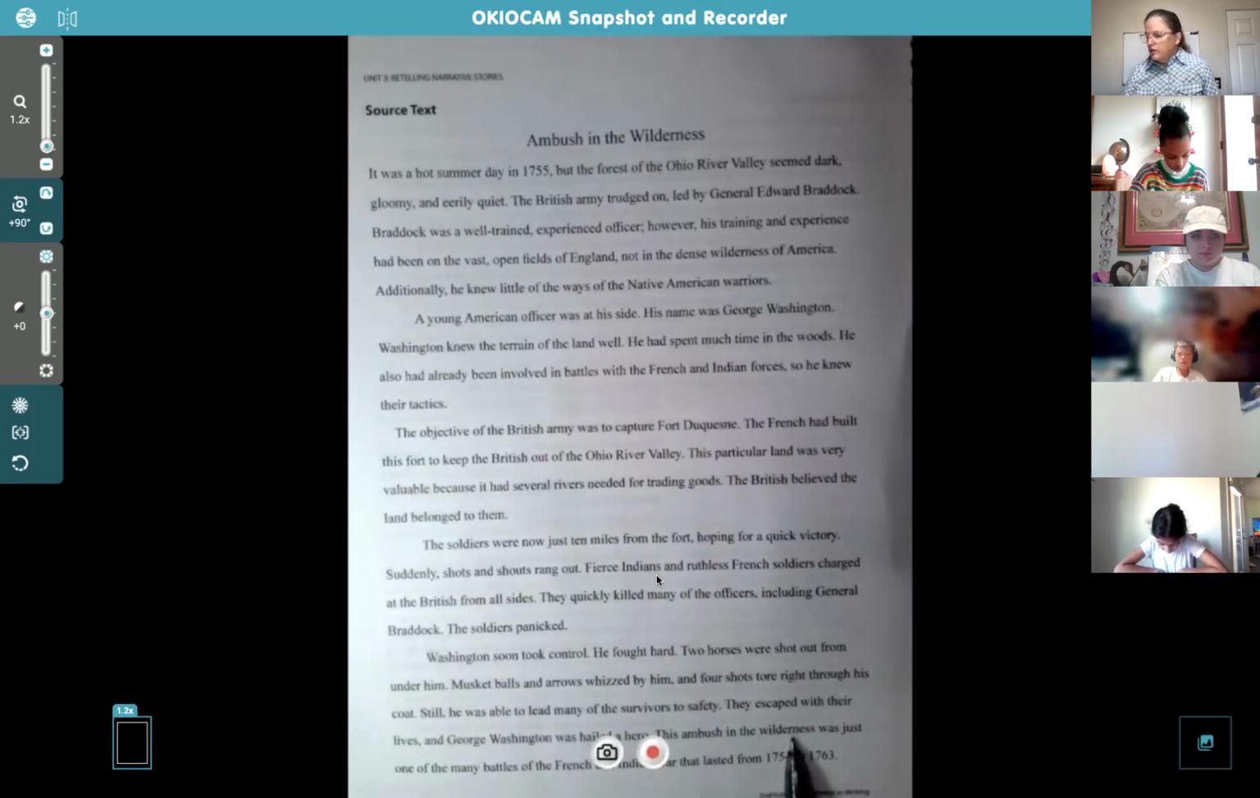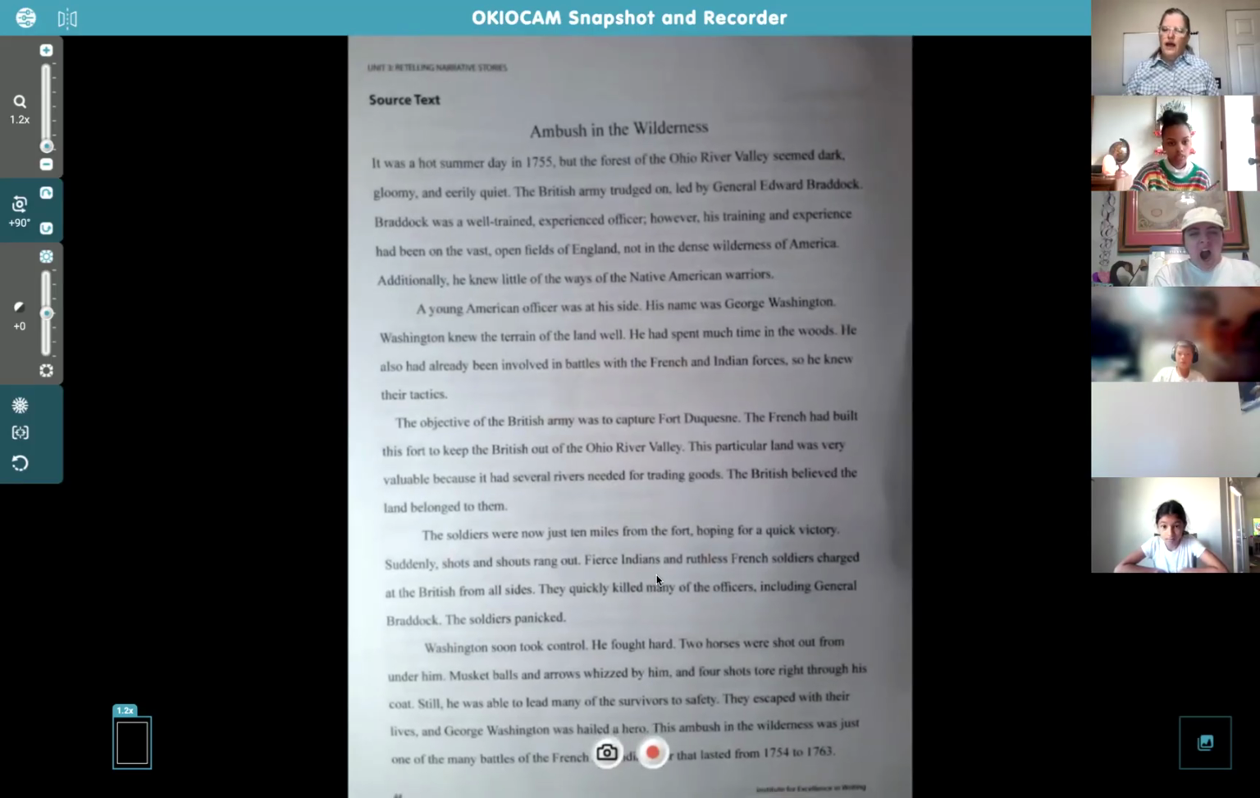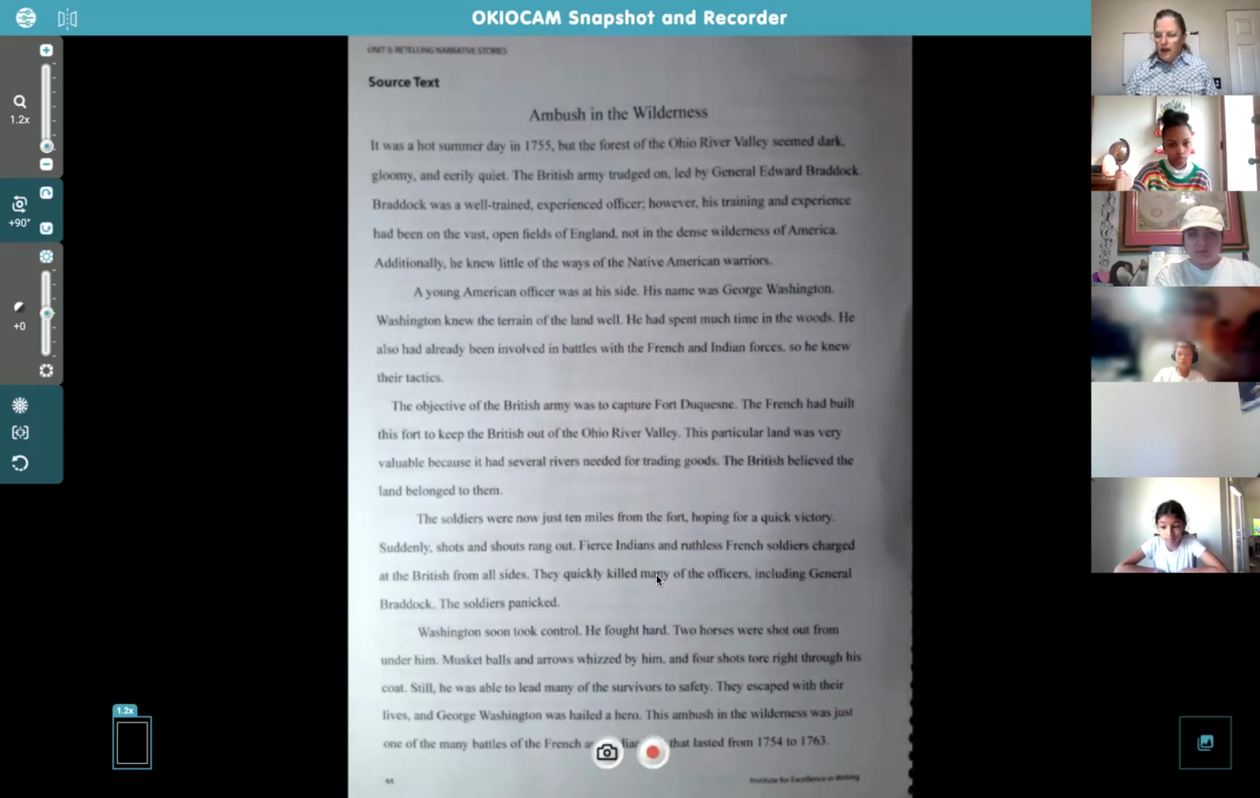This ambush in the wilderness was just one of the many battles of the French and Indian War that lasted from 1754 to 1763. So 9 years. 9 years this war was going on.